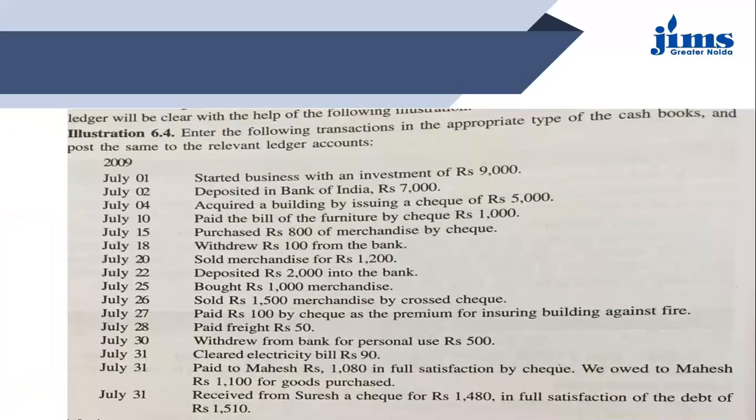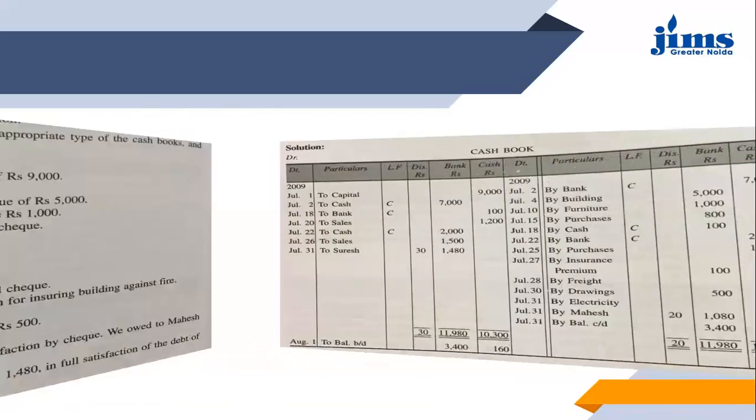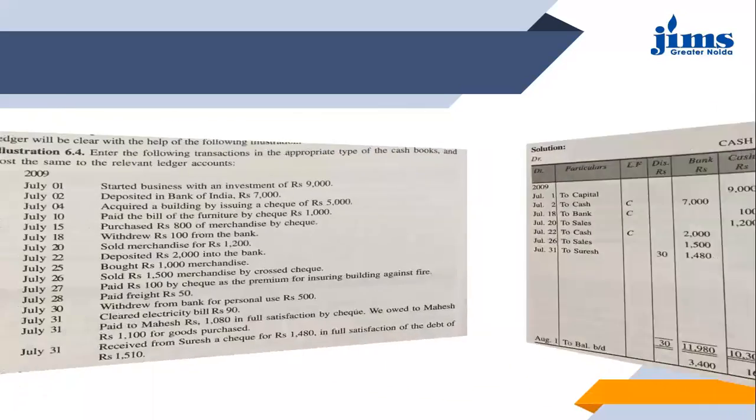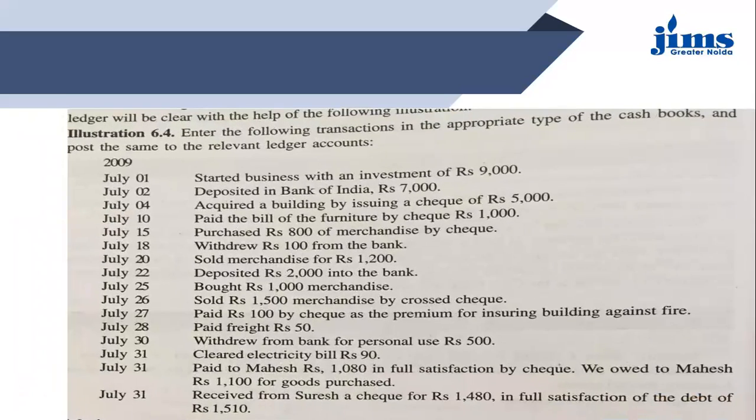Then next is paid rupees 100 by check as the premium for insuring building against fire, 27th of July. So by insurance premium, you can see bank is getting affected with 100 rupees. Then next is paid freight 50 rupees. It is again a credit side entry.